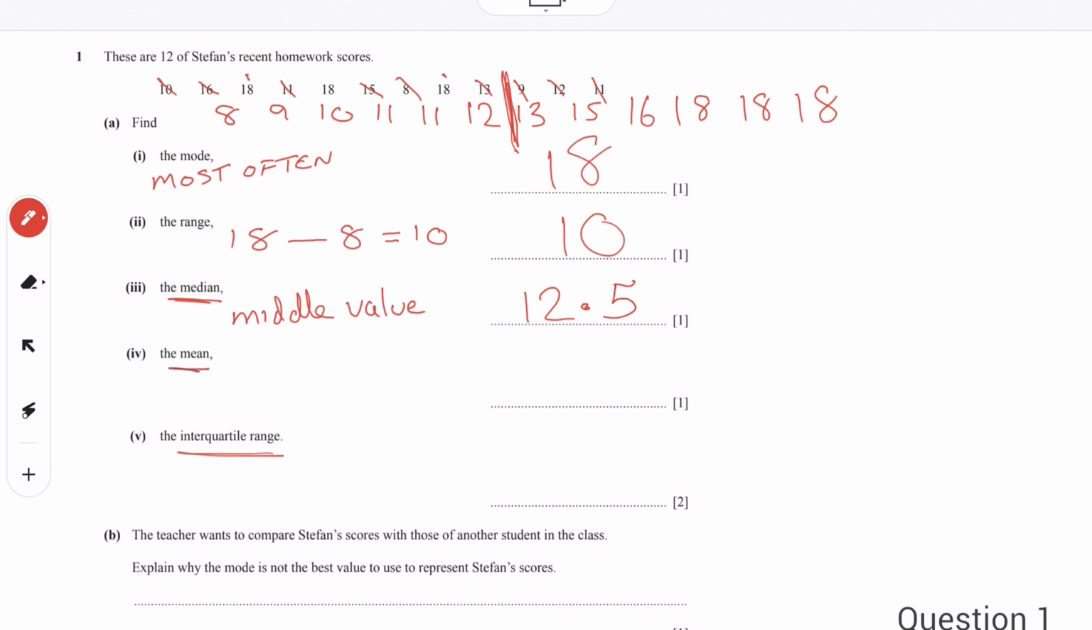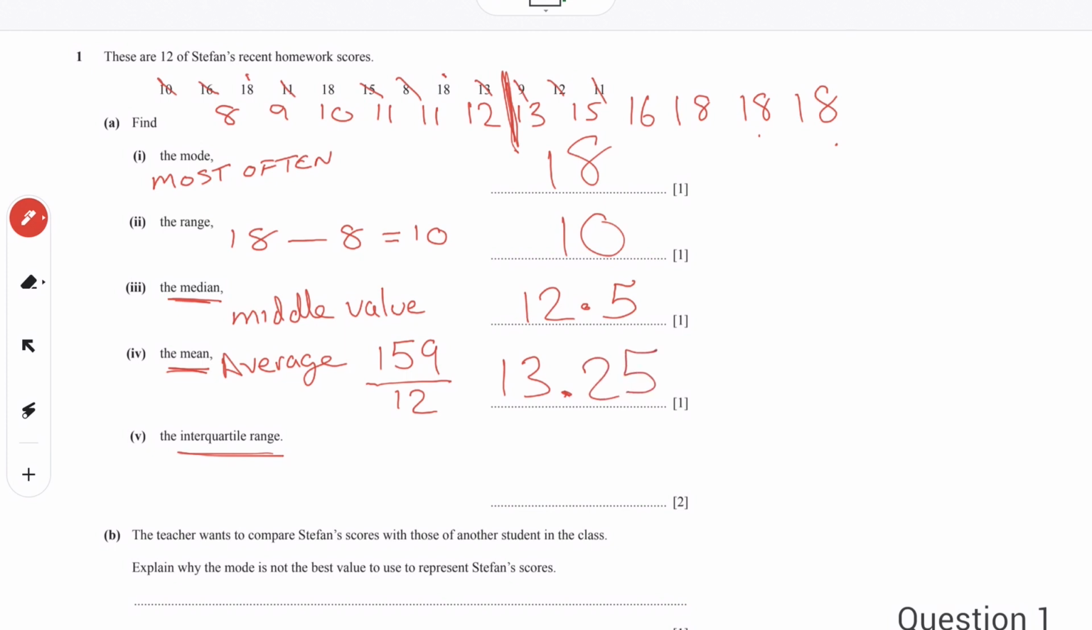Okay, the mean is obviously the average of all the numbers that are together, which in this case equals 159. If I add 8 plus 9 plus 10 plus 11 plus 11 plus 12 plus 13 plus 15 plus 16 plus 18 plus 18 plus 18, then I would get 159. I need to divide that number by 12, which would give me a grand total of 13.25.